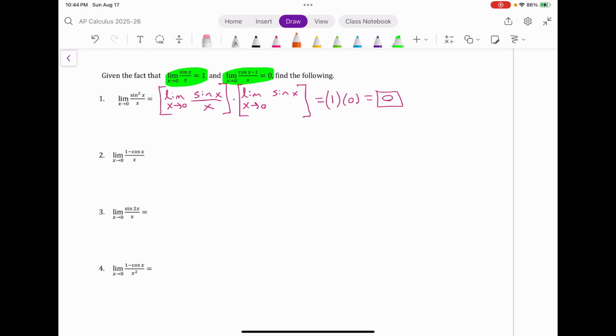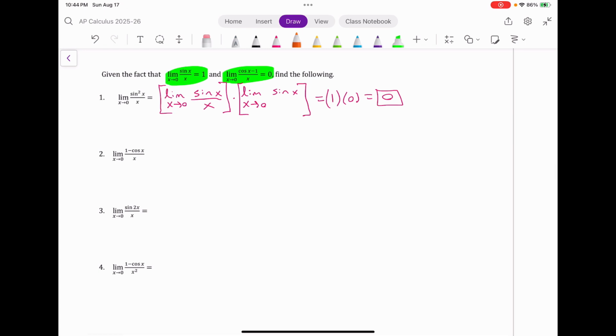All right, moving on. The next one, we have the limit as x approaches 0 for 1 minus cosine x over x. So it looks very similar to this given limit. And there's a couple ways we could solve this. I think the easiest way is we could recognize to factor out a negative out of the numerator such that it matches that numerator of the given limit.